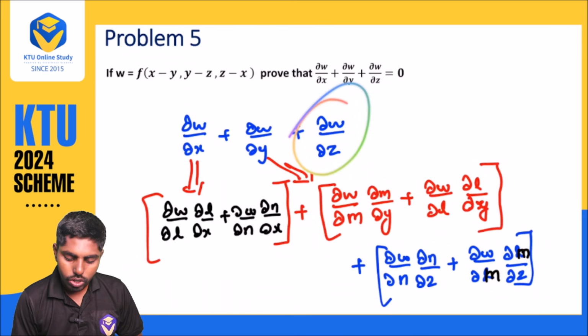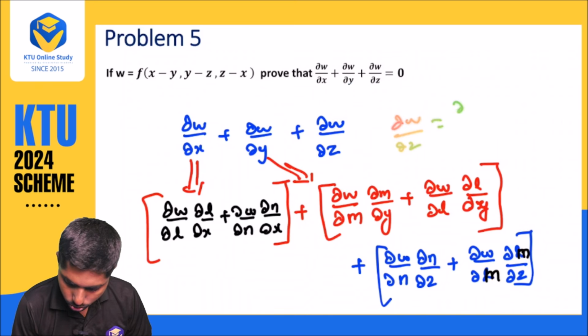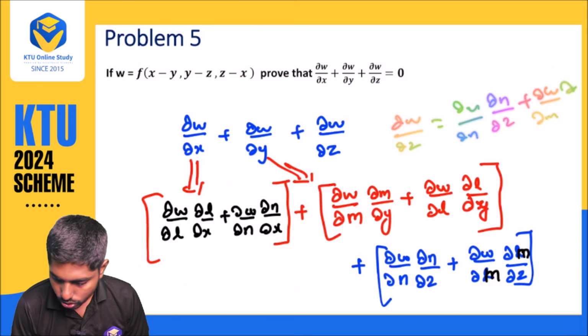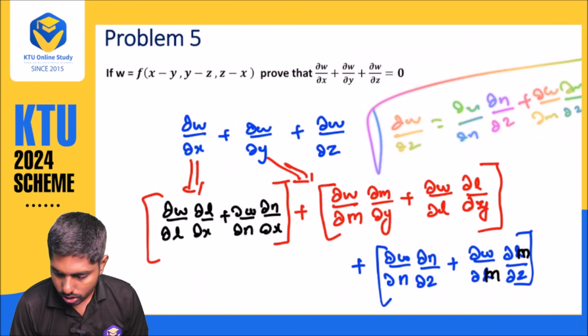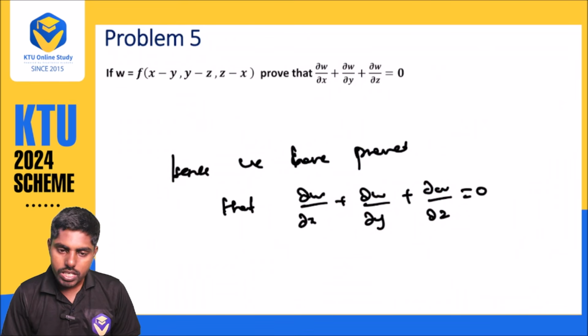So the formula of ∂W/∂Z was: ∂W/∂Z is nothing but ∂W/∂N into ∂N/∂Z plus ∂W/∂M into ∂M/∂Z. This is the formula. So up to here, this is the concept.